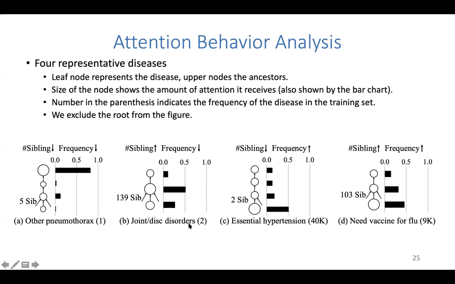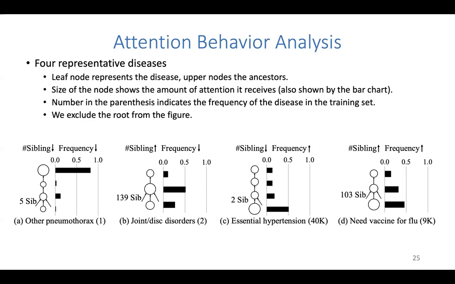So you can see that happening. Compared to that, the third one is essential hypertension. You can see that it occurs 40,000 times in the training set. It is a super frequent disease, which should be like 401.9 or 401.0 or something like that. And it has only 2 siblings.